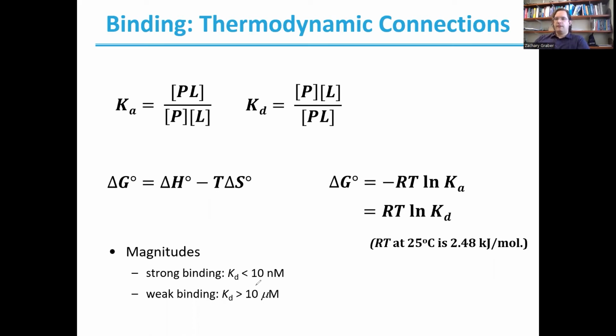Again, of course, Kds are in concentration units. They also, of course, relate to the ligand concentration, so it uses the same units there. A weaker binding would be something that's in the high micromolar to millimolar range for our Kd.